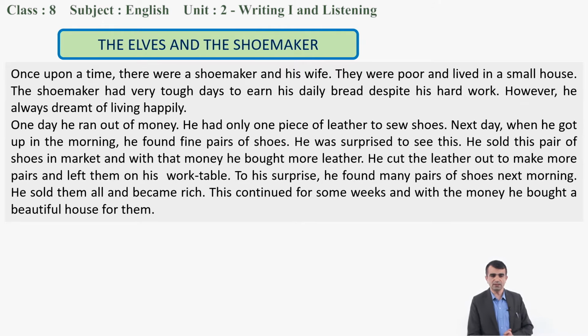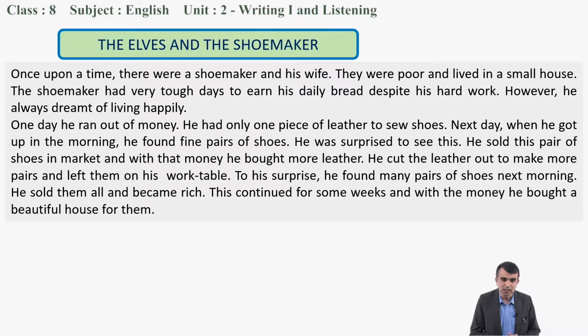Once upon a time there were a shoemaker and his wife. Or you can also start with, once upon a time there was a shoemaker who used to live with his wife, that way also. They were poor and lived in a small house. The shoemaker had very tough days to earn his daily bread despite his hard work. However, he always dreamed of living happily.